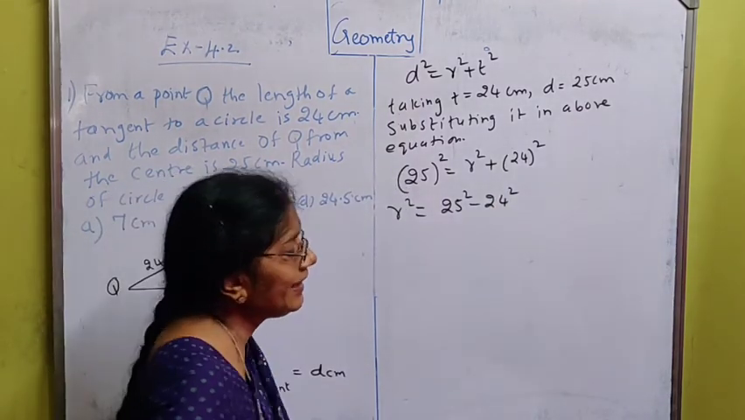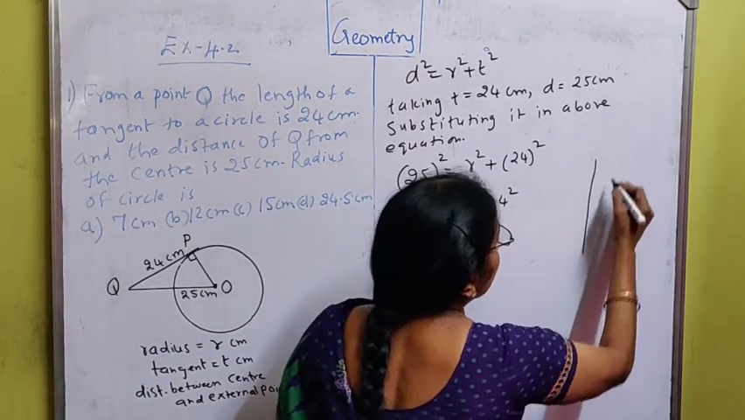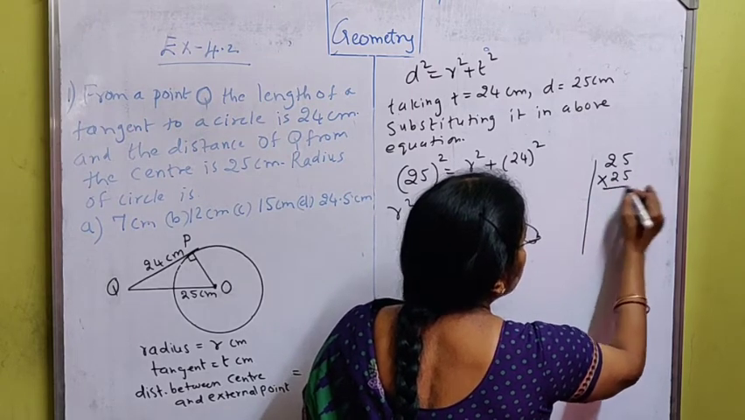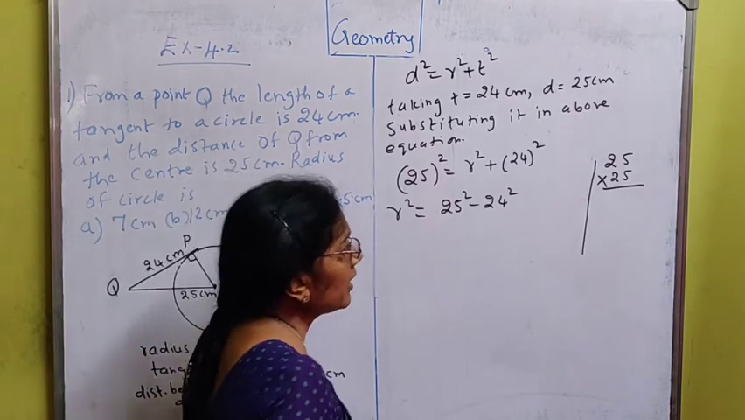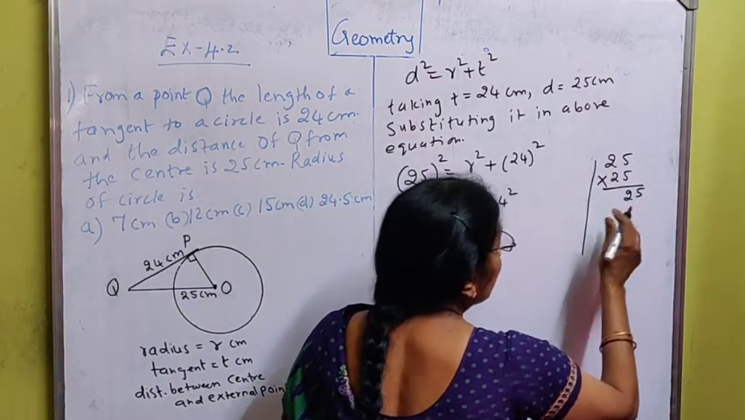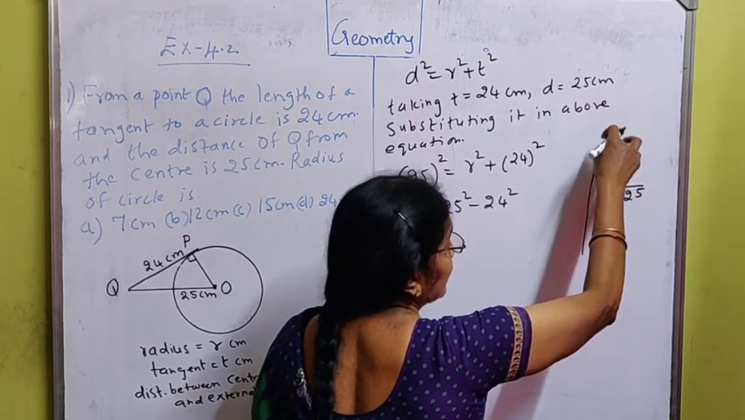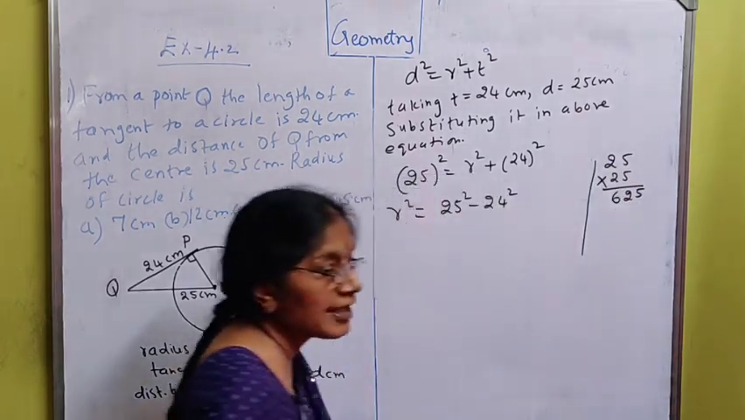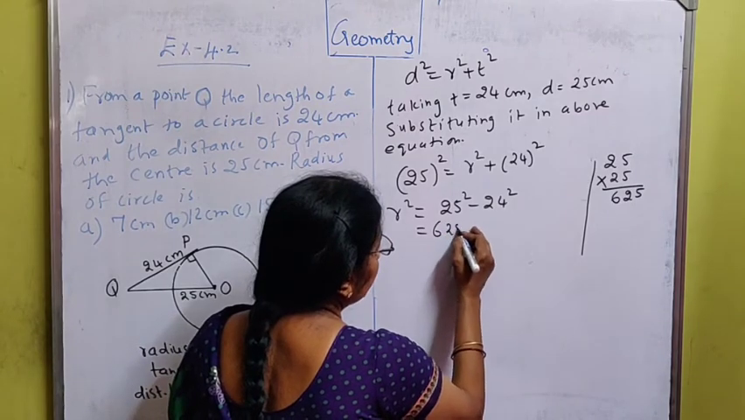25 square is very easy to find out. I will show you how to find the 25 square. So 25 into 25 using the Vedic system, Vedic maths. What does Vedic maths say? Multiply 5 into 5 as 25, then add 1 to the tens place in the first number. 2 plus 1 is 3, 2 3s are 6, so easily you got 625.